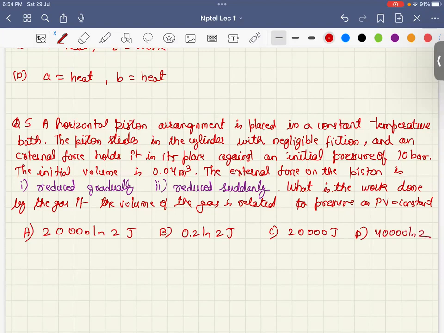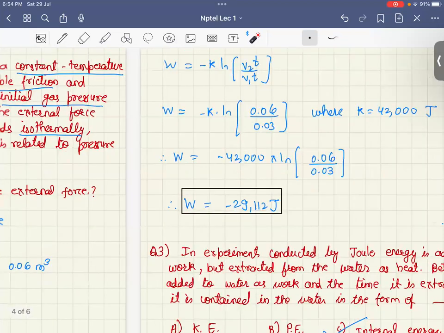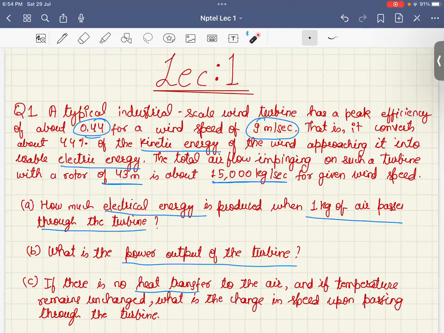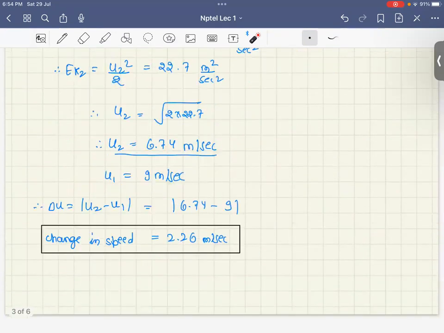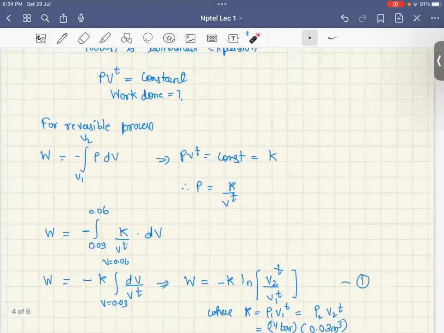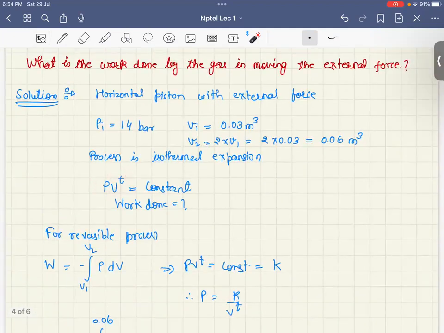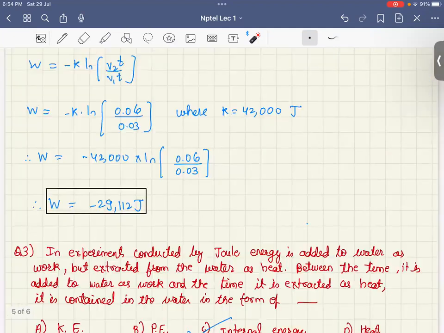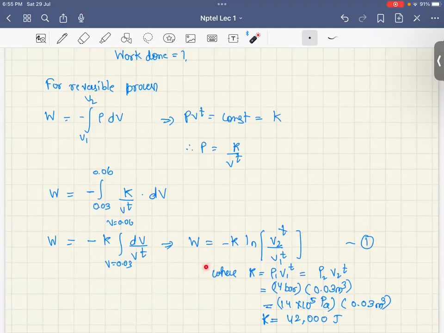So I'll give you 5 minutes to solve. You have to solve for both the cases, reduced gradually and reduced suddenly. If anybody does not understand, this question is similar to the second question which we had, this one, right? That question was done reversibly, and the relationship is also the same. P into V is going to remain constant. So the expression which we derived here is going to remain for the reversible part, right?